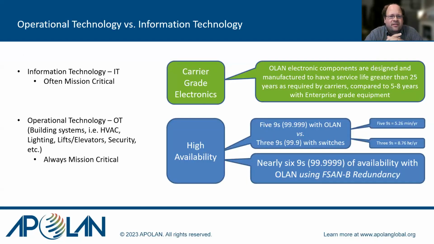So Paul mentioned the idea of uptime. So one of the things to think about is, while IT, information technology, is often mission critical, especially in office buildings, knowledge workers needing to be able to access data, of course, that can become mission critical. There are lots of applications where IT can be mission critical. Operational technology, things like building systems, HVAC, the ability to light a space, to operate lifts, security, letting people in and out of buildings, the way your building functions is always mission critical.